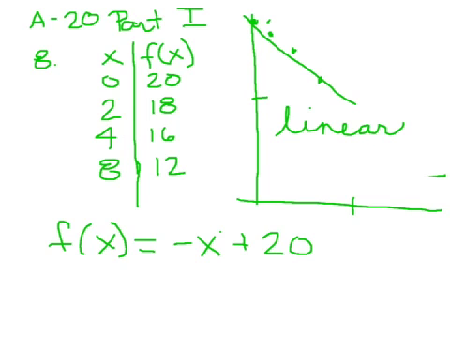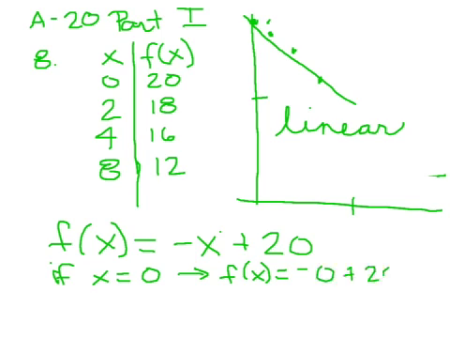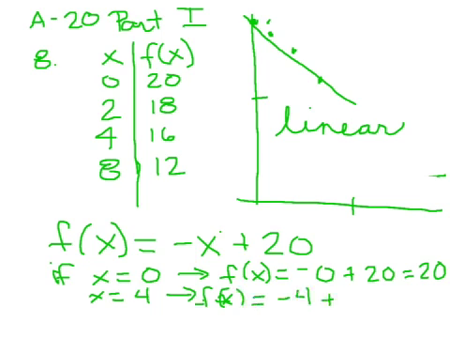So if I plug in, just really quickly, if x is equal to 0, I get f of x is equal to the opposite of 0 plus 20, which of course is 20. If x is equal to 4, I get f of x is equal to the opposite of 4 plus 20, and that's 16.